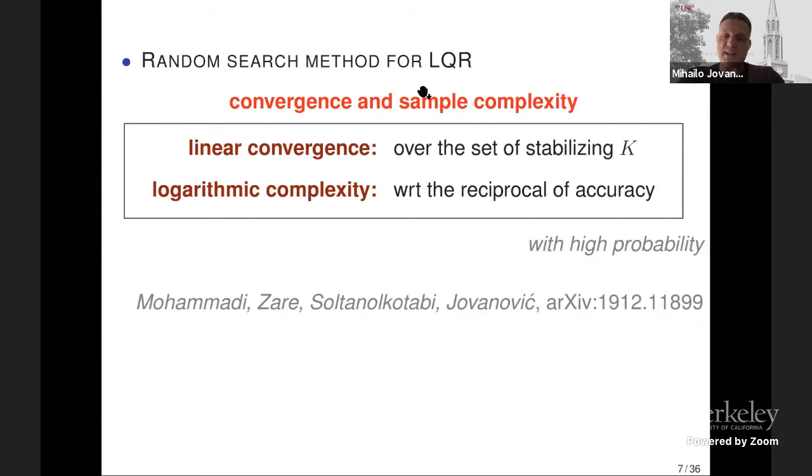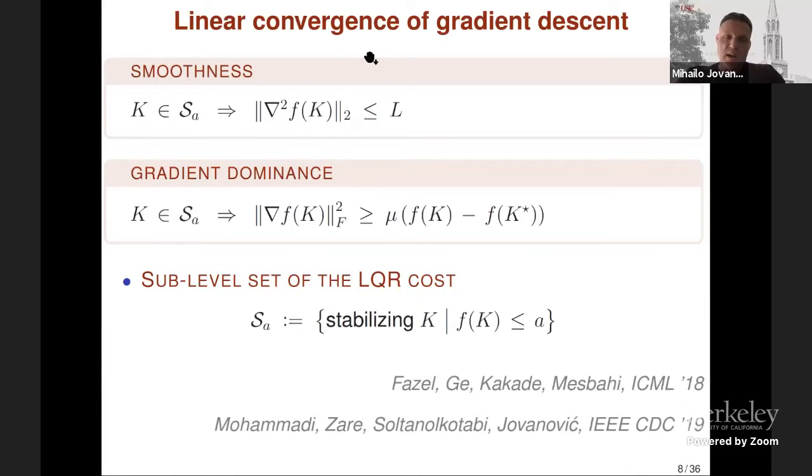The way I'm going to present my results, I'm going to start from the second result, because that's a topic that is of interest to this audience, and then if time permits, I'll go back to establishing properties of gradient flow dynamics. But before I do that, I would like to briefly highlight key features that allow you to establish linear convergence of gradient descent in the absence of convexity. Namely, if you manage to show that your LQR cost possesses smoothness and gradient dominance properties over its sublevel sets, then you can show linear convergence of gradient descent.